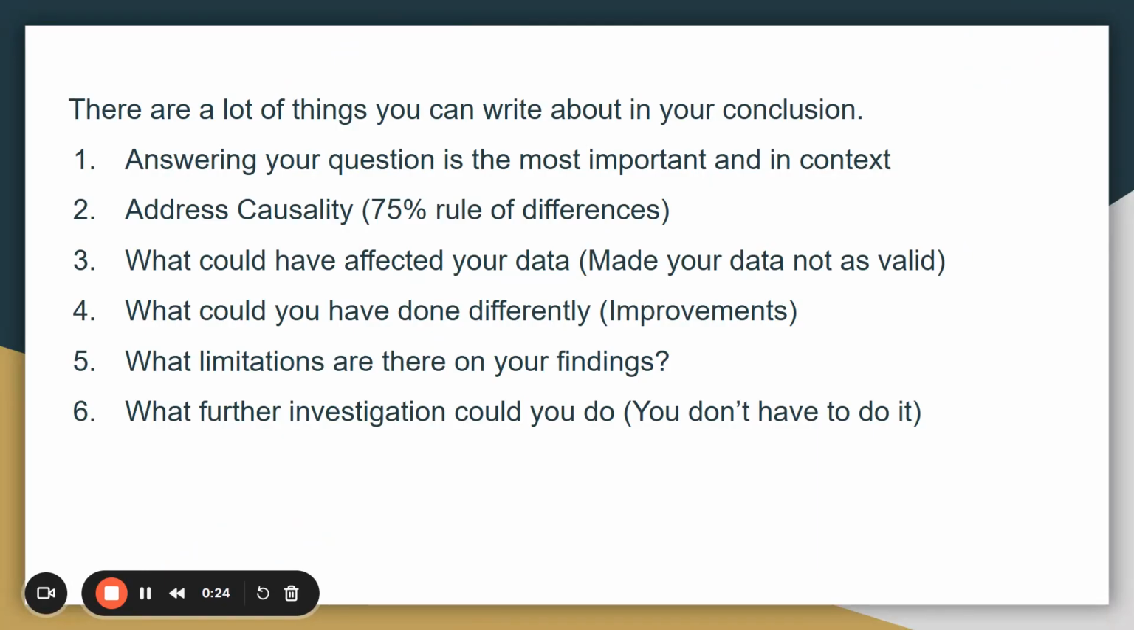The first thing you should do is always address your question and make sure that when you are answering a question that you do it in context. Then we address causality, which is whether or not the intervention has caused it. Then we could talk about what has affected your data, made your data not as valid, maybe what could you have done differently, so what improvements could you make? What limitations are there on your findings? Who can you actually say this could probably apply to? And what further investigations could you do? Remembering that you don't have to do those.